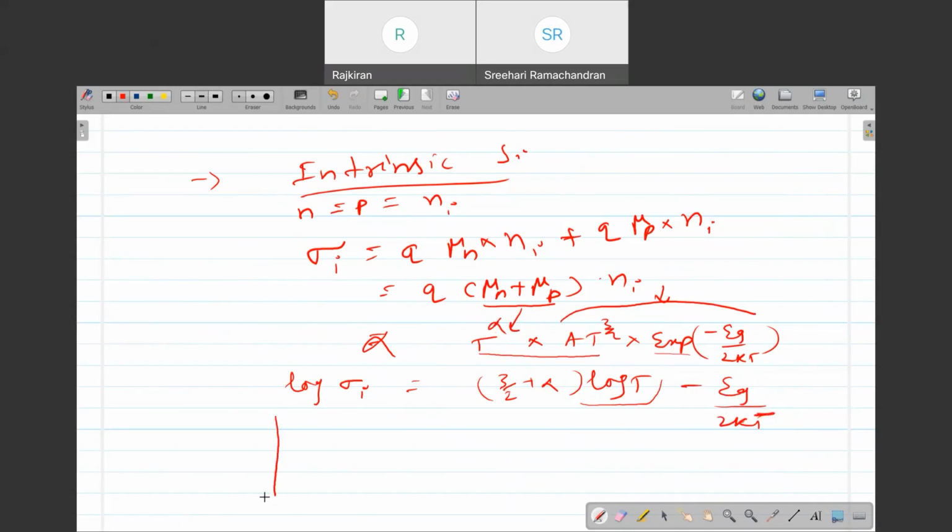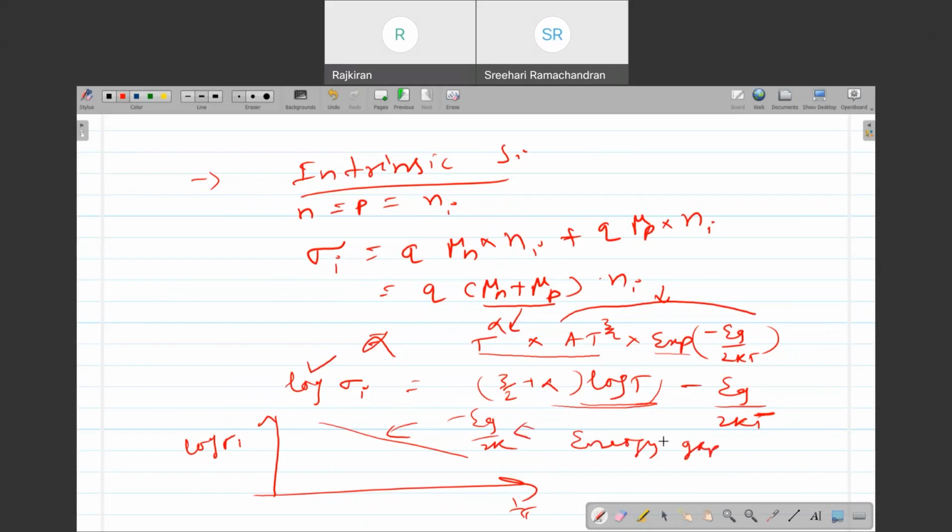So if I plot log sigma i versus 1 by temperature, the log T dependency is almost negligible compared to the 1 by T dependency. If you see the slope, it will be minus Eg by 2k. In the exam they may ask what the log sigma i versus 1 by T plot gives you: it gives you the energy gap.